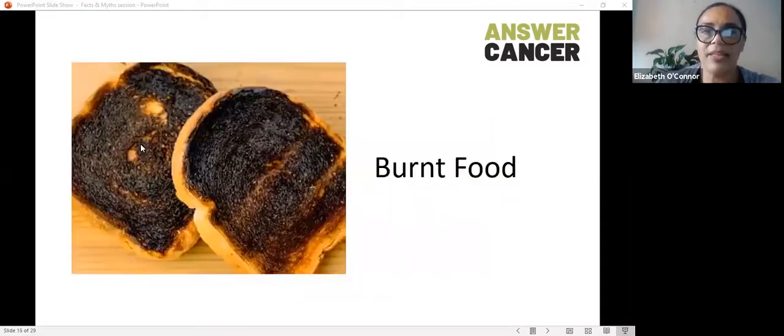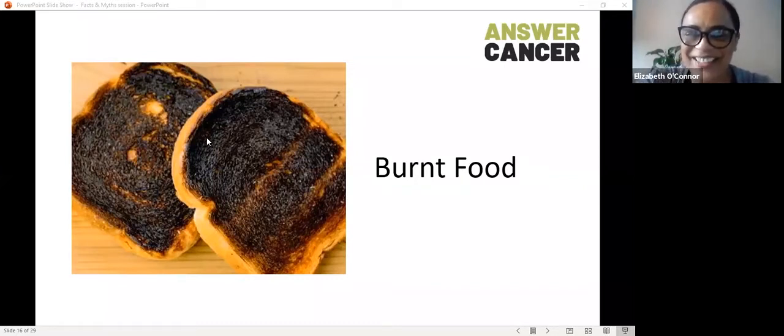So this is an interesting one. Burnt food. So raise your hand if you think it's a fact, or keep it down if you think it's a myth. Raise your hand if you think eating burnt food can lead to cancer. Okay, I'll give you time to have a little vote there. At the end of this section, we'll be stopping to do some question and answers. So if you've got any questions, make sure you've put them in the Q&A box. Okay, so we've got a few people that have raised hands.